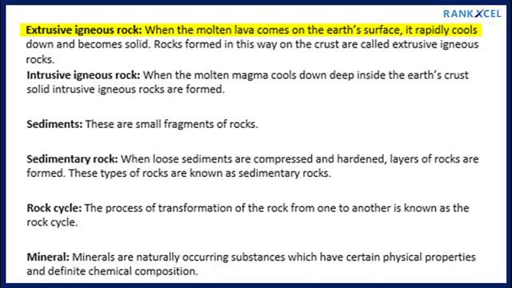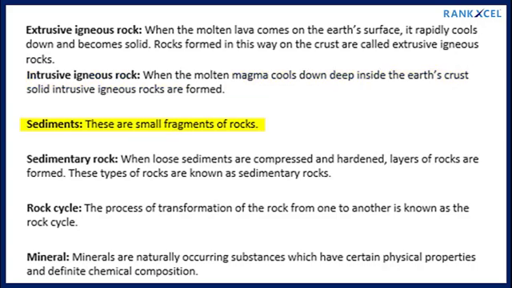Extrusive igneous rock: when the molten lava comes on the Earth's surface, it rapidly cools down and becomes solid. Rocks formed in this way on the crust are called extrusive igneous rocks. Intrusive igneous rock: when the molten magma cools down deep inside the Earth's crust, solid intrusive igneous rocks are formed.